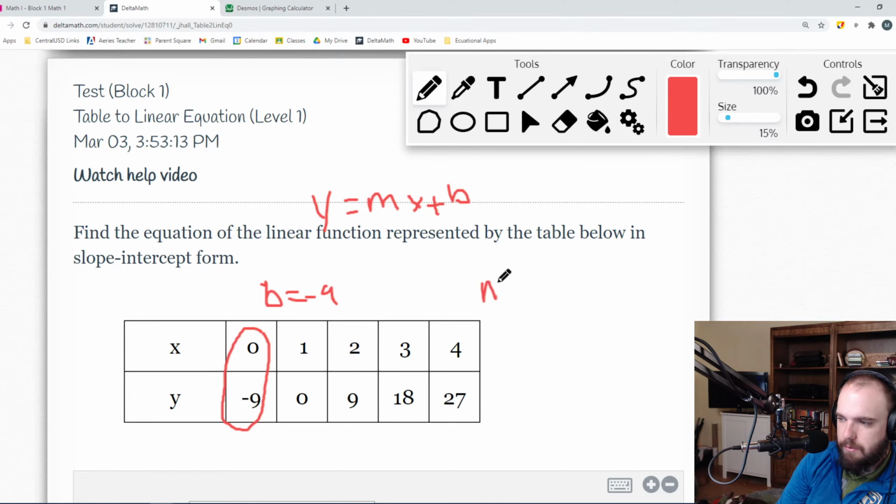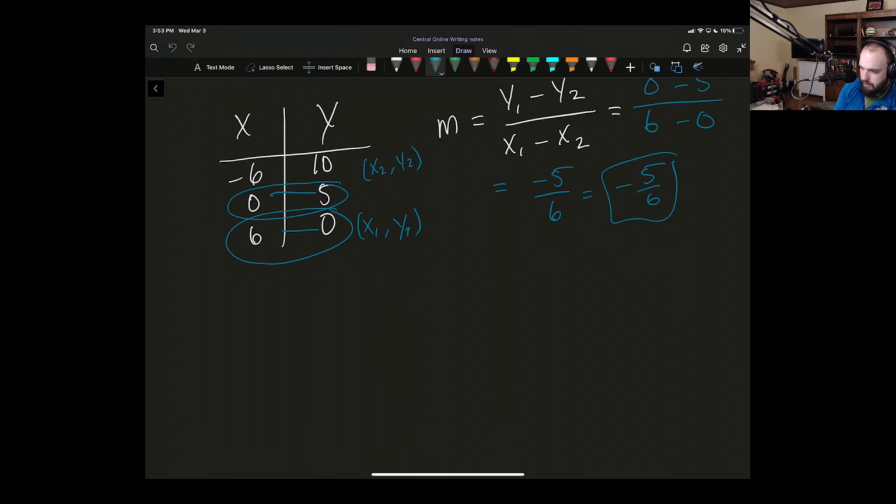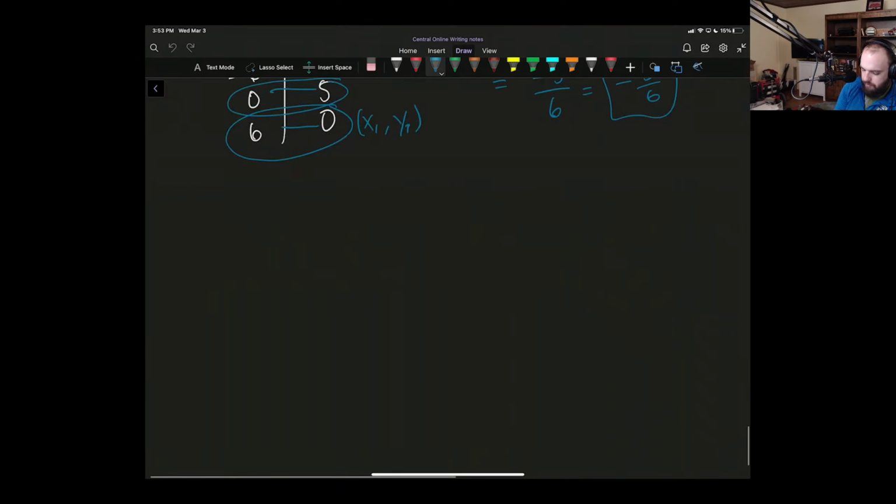What we need to do is find our slope. I'm going to use my iPad because it's a lot easier for me to write on my iPad. So I'm going to pick these 2 points. It doesn't matter which 2 points you pick, as long as you pick 2 points. So we have our slope.